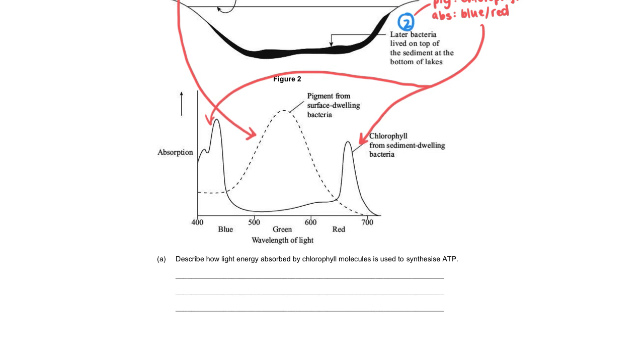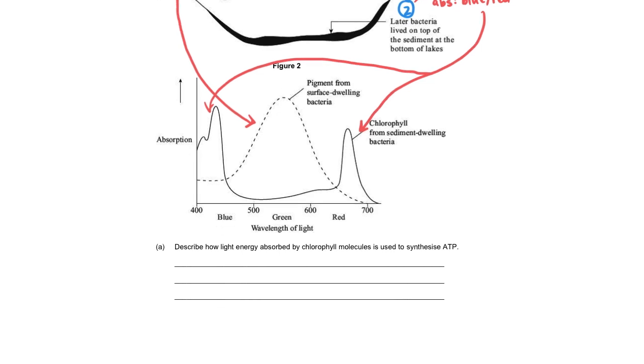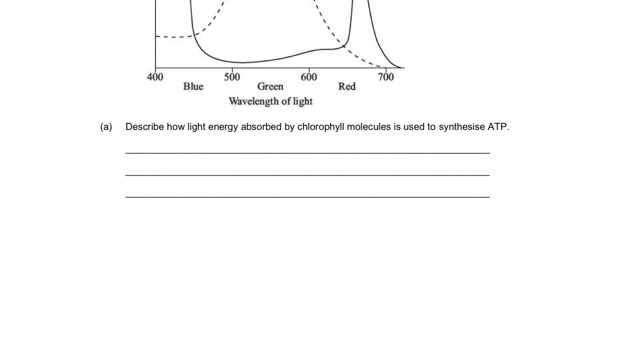The first question is a lovely, easy one. It is 5 marks though, so there is quite a bit of detail. Describe, so tell me how, light energy absorbed by chlorophyll molecules is used to synthesize ATP. So automatically I'm thinking, okay, I'm looking at the light-dependent reaction of photosynthesis. I know that the light-dependent reaction begins with the excitation of electrons.